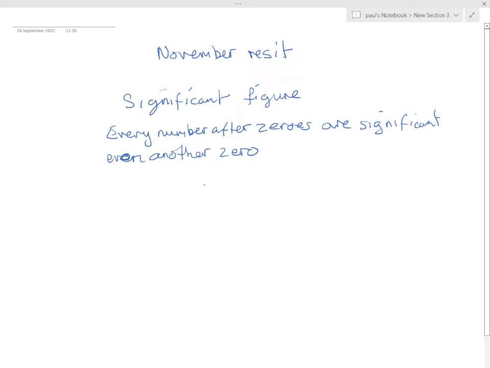So, what does this mean? Say we've got the number 342 and we want to round that to two significant figures. Every number after the zeros, there are no zeros here, so this is the first significant figure, the second and the third. You take the second, because that's what we're after, you go to the right and you don't round up, you just round down, to 340. So there are no problems with the zeros at the beginning.